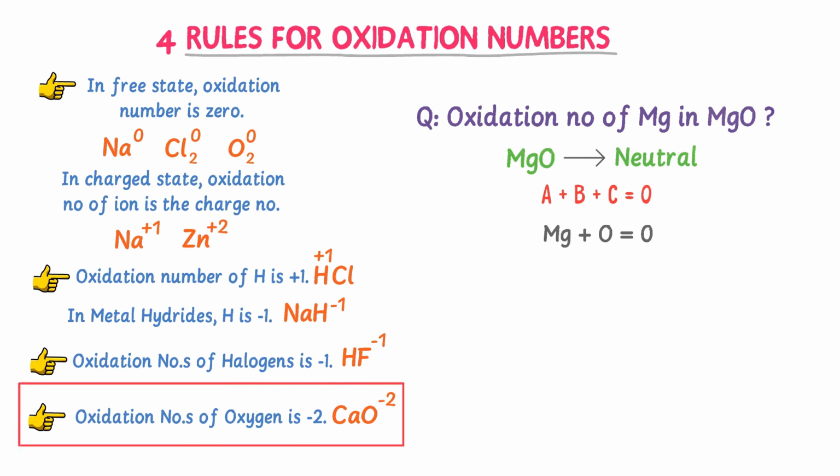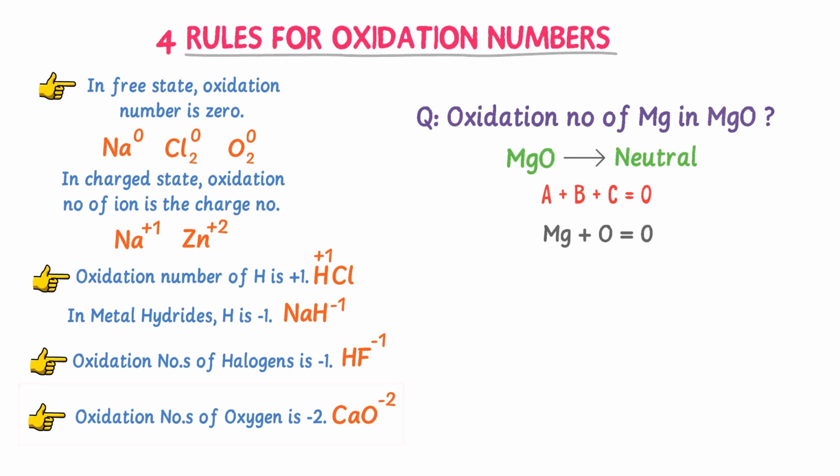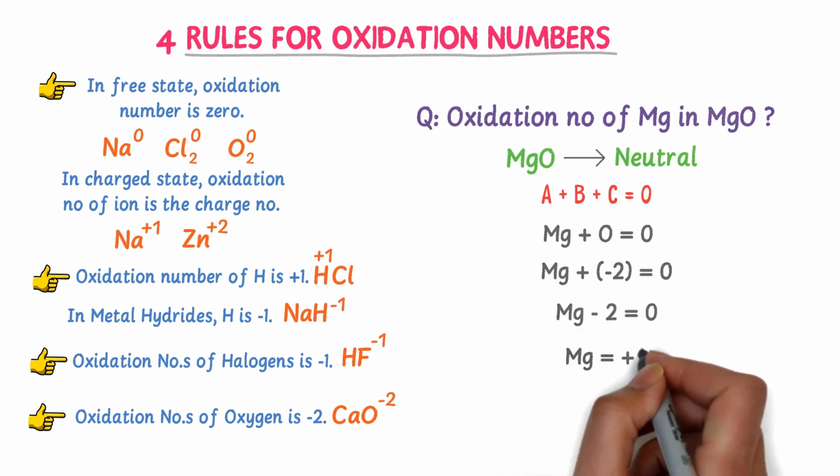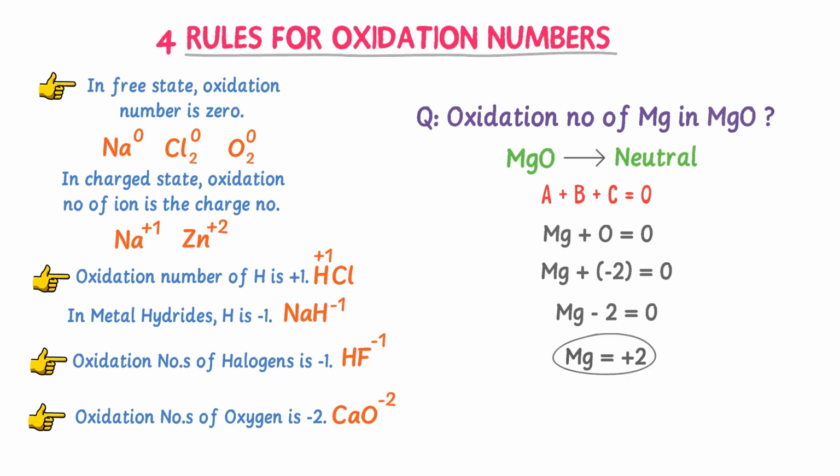So I put negative 2 instead of oxygen. Mg plus negative 2 is equal to 0, or Mg minus 2 is equal to 0, or Mg is equal to positive 2. So the oxidation number of magnesium in magnesium oxide is positive 2 and that of oxygen is negative 2. Also, positive 2 and negative 2 cancel out. So we therefore say that magnesium oxide is a neutral ionic compound.